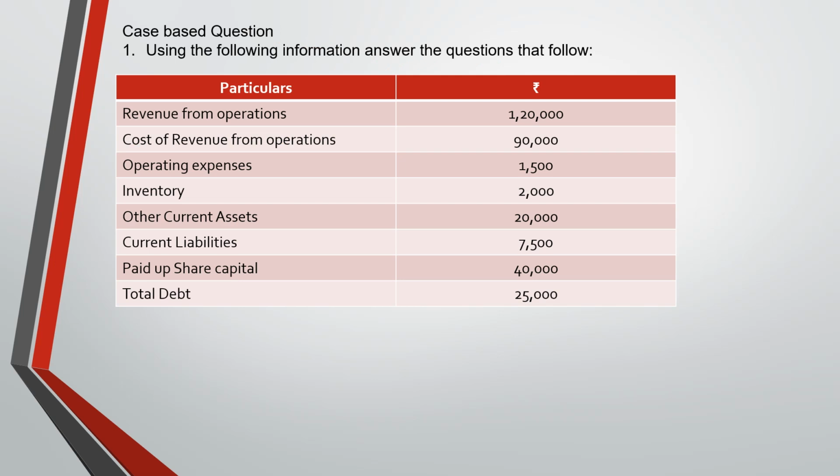Using the information, answer the following questions. Revenue from operation 1,20,000. Cost of revenue from operation 90,000, operating expenses 1,500, inventory 2,000, other current asset 20,000, current liabilities 7,500, paid up share capital 40,000, total debt 25,000. Take a screenshot of this. Now we will solve the questions related to this particular case.